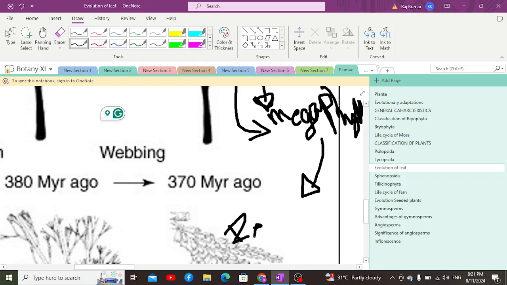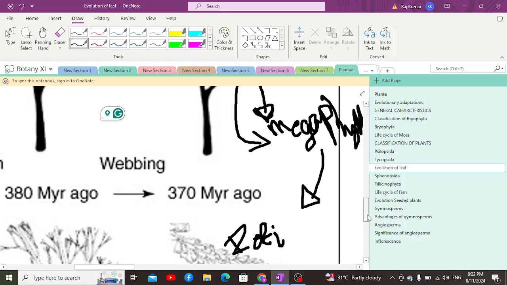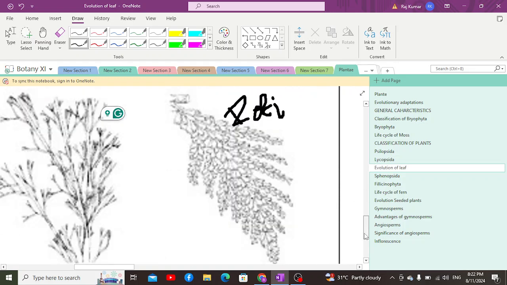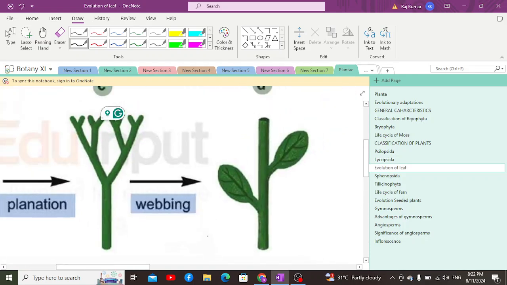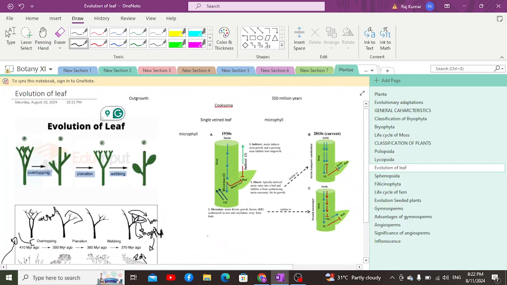Reticulate venation because it has network-like venation, or arrangement of veins, due to which it was known as reticulate venation. Now, from the reticulate venation, there was evolution of parallel venation. And when it comes to the evolution of the leaf, it took almost 15 to 20 million years. So it was not that simple.